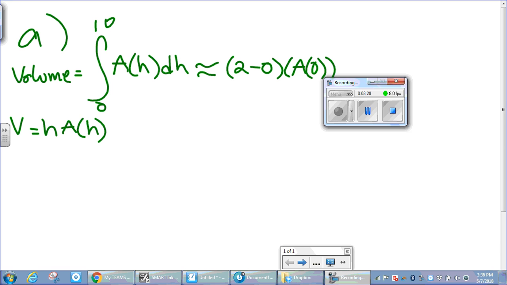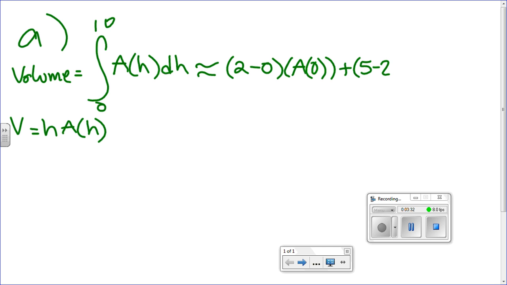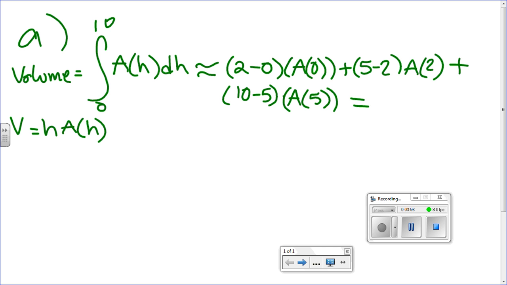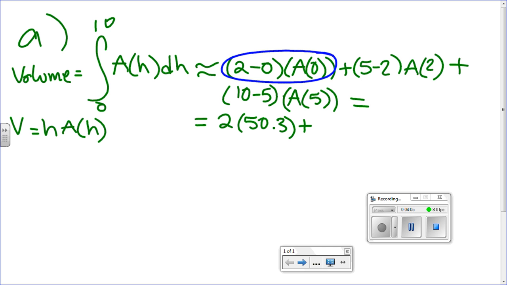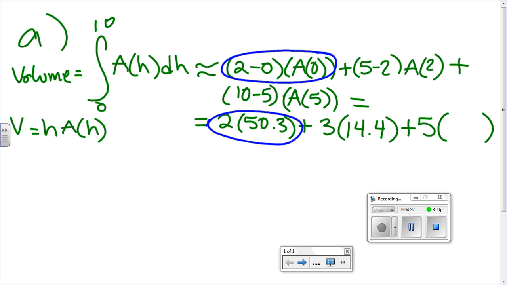All right? So I'm going to go back here where we're writing them. And we have that. Second interval, our width is going to be 5 minus 2, the x values, and then times A of 2 plus the next interval is from 10 minus 5 to get the width of the rectangle times the height of the rectangle, which is given by the function value at 5. Okay, so that will equal 2 times 50.3. We get that from here. First rectangle. The next rectangle is 3 times A of 2, which is 14.4. Remember, these are coming from the table, right? The table is actually your friend. And then the next one, we have 10 minus 5, so that will be 5. And then what is the value for A of 5?